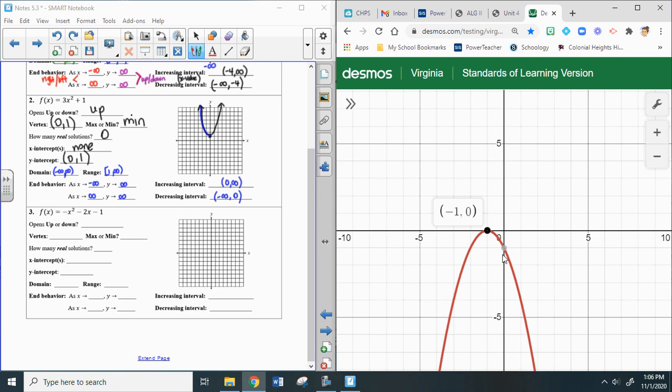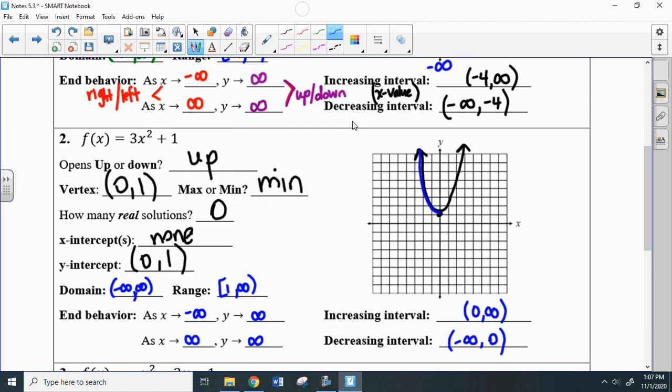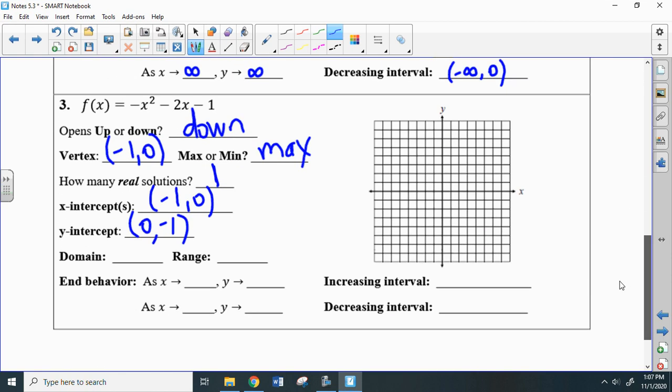All right, and notice we only have a few points to click on, but we can tell that this thing opens down. We can tell that the vertex is at -1, 0. And so because it opens down, that vertex is at the top of a hill, so we call that a max. And it is the only time it crosses the x-axis. So it is the x-intercept, and that means there is only one real solution. Okay, there is a y-intercept that we can see at 0, -1. And then we can slide Desmos out of the way so we can answer the rest of our questions.